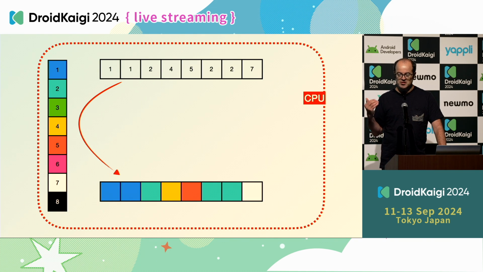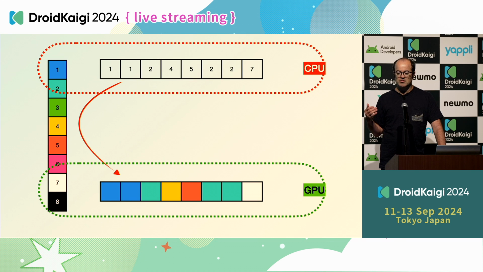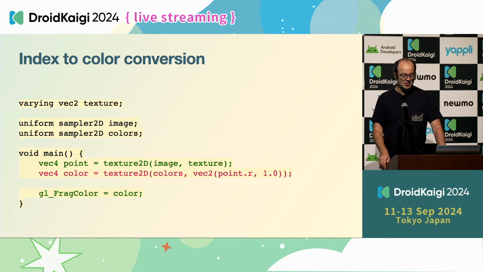So the idea is to change that a bit. This conversion is not done on the CPU anymore, but we will try to push it into the GPU. To do that, I use a shader. It's a bit more complicated if you're not used to shaders. The idea is that I pass my array of color indexes to OpenGL as a texture. It's not going to be the final picture. But I will also pass another texture, this time with all the colors used in my game.